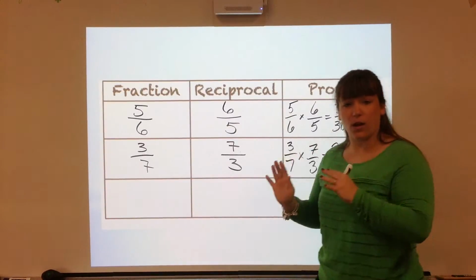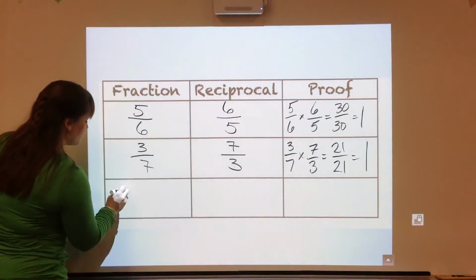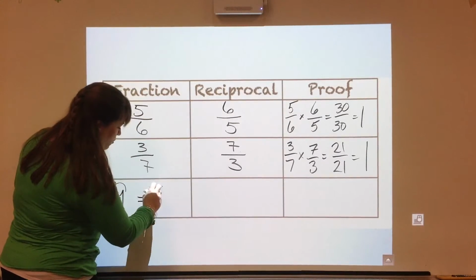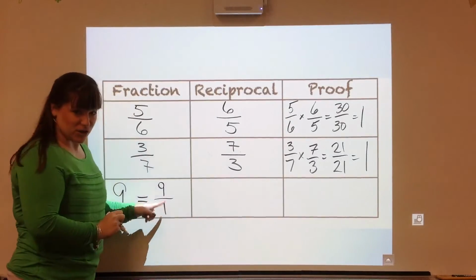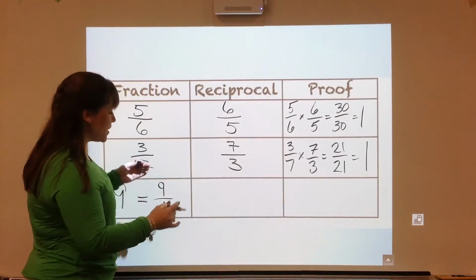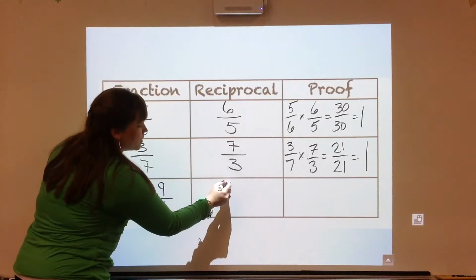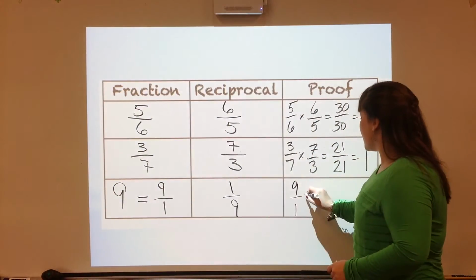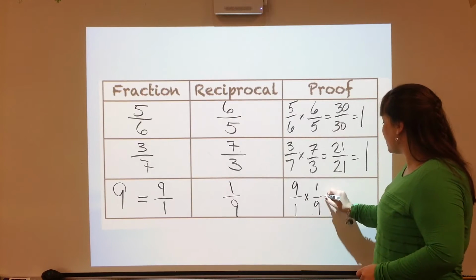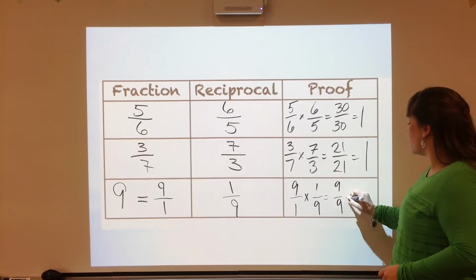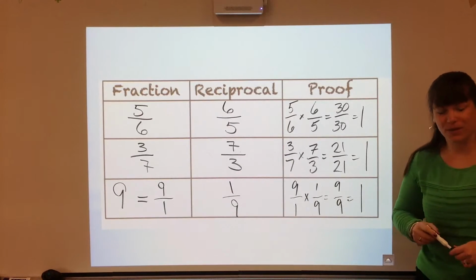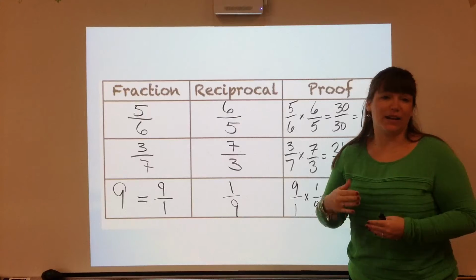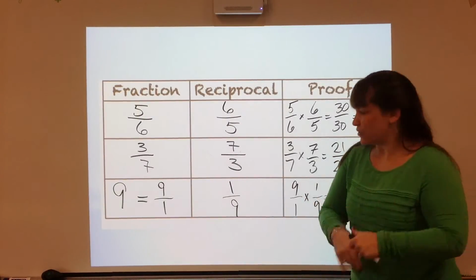Last one, we're going to stick a whole number here, and I moved it over a little bit so that we can show that as an improper fraction. 9 is equal to 9/1, so its reciprocal is 1/9, and when you multiply 9/1 times 1/9, you get 9/9, which is 1. Okay? So you're going to need to understand reciprocals for our steps on how to divide without the picture model.